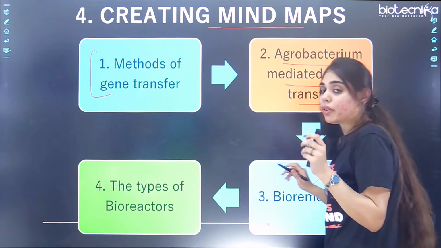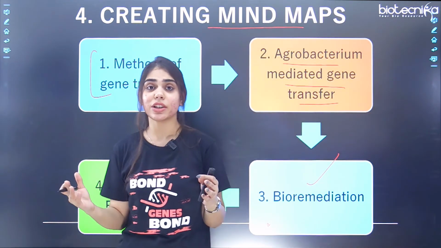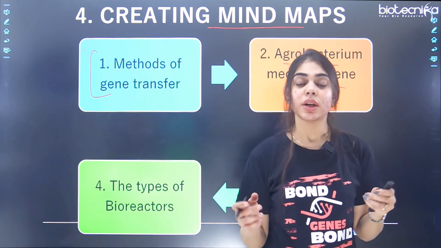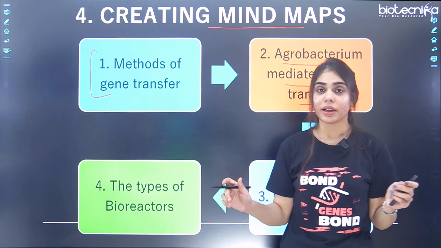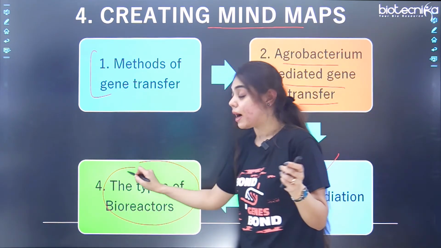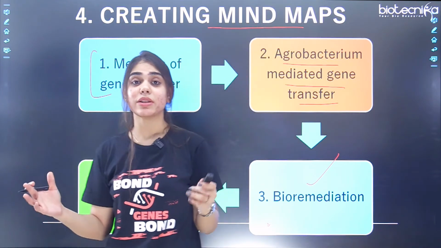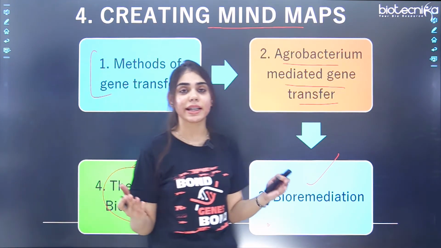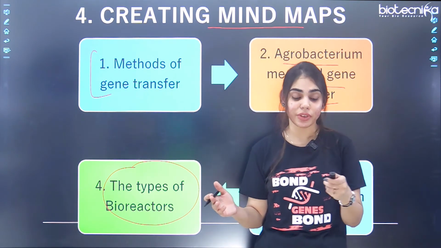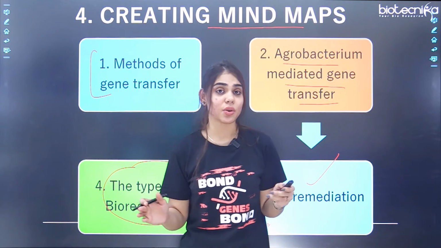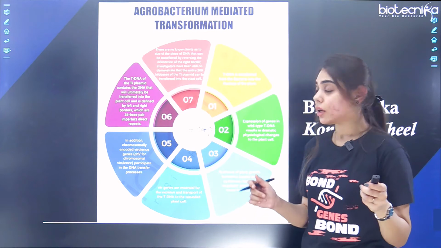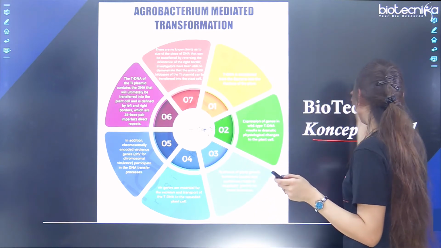You can also do it for bioremediation. Just like phytoremediation, there is bioremediation that is used with the help of microorganisms. You can do it for all the processes that are involved under this. And also the types of bioreactors that are used for the mass production of metabolites that are formed during the primary and secondary phase, like during the log phase as well as the stationary phase of the growth curve. These metabolites are called primary as well as secondary metabolites. Now here you can see the concept wheel that is designed by Biotecnika itself.